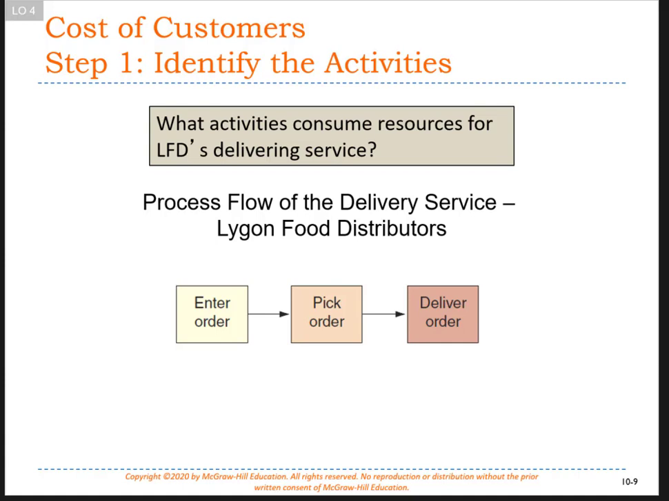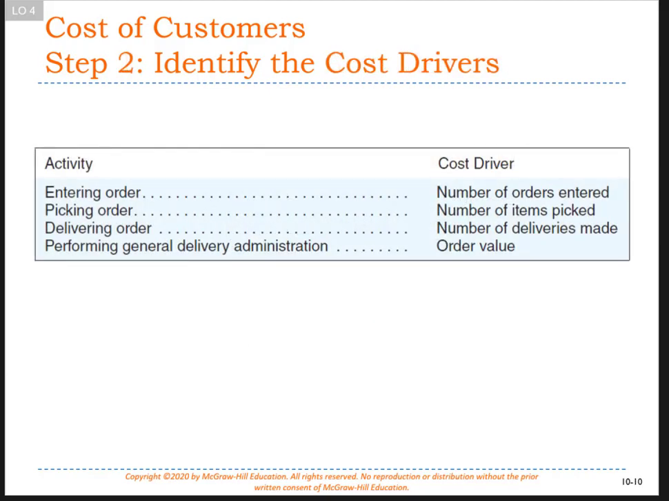So we go back and we think through, okay, what is it that gets an order out? Enter the order, pick the order, and we deliver it, right? Three activities, if you will, that consume our resources. So we pick a cost driver for each one of them: entering the order, number of orders entered; picking the order, number of items picked.